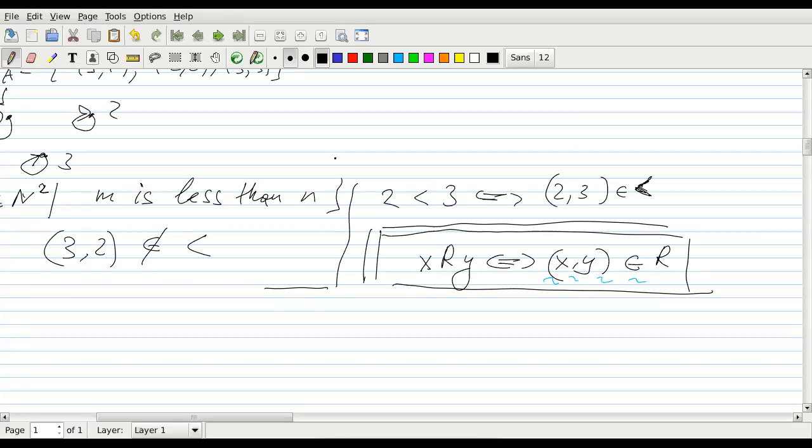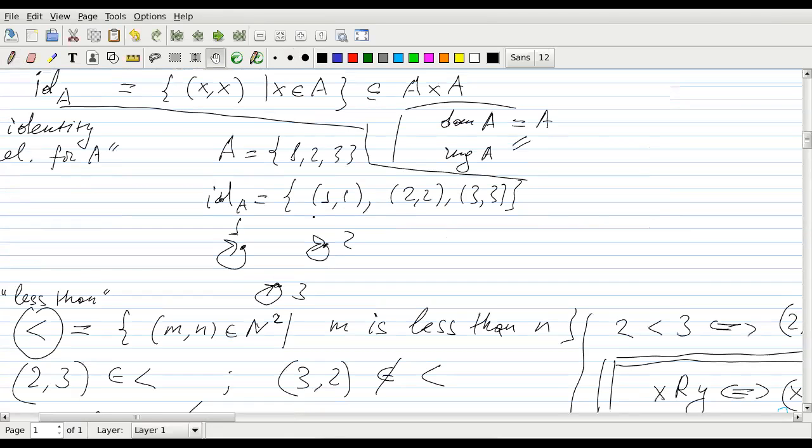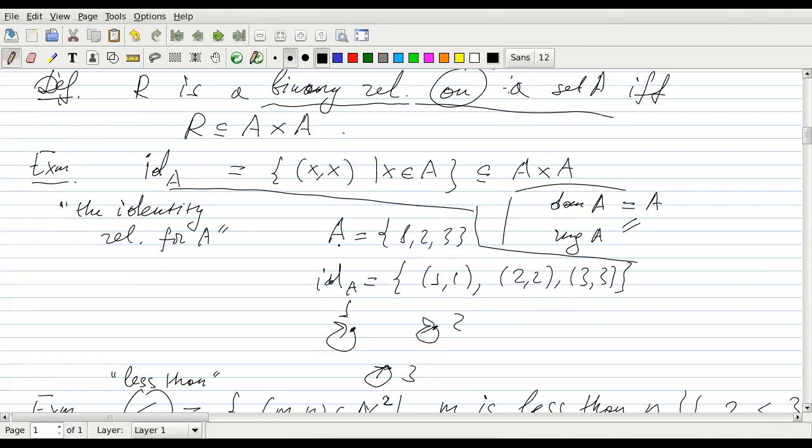About the identity relation for A, may I ask a question? Please. Will it be an identity relation for A if it contains, for example, (1, 2) and, for example, (1, 3), (1, 1)? Is it also an identity relation, right? If it has a pair (1, 2), it can't be an identity relation, as 1 is not equal to 2. Okay, now I got it. Okay, thank you.